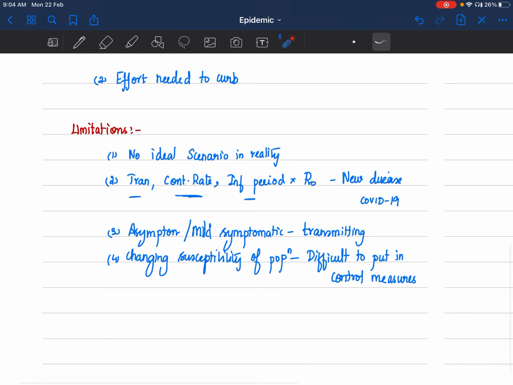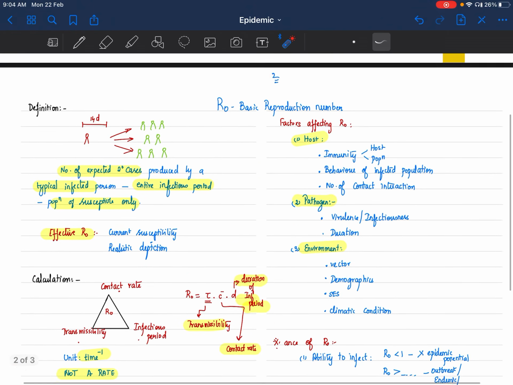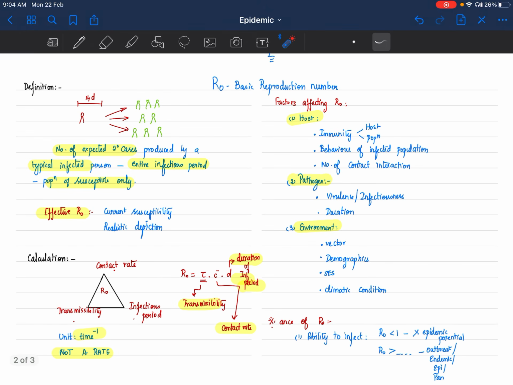So that's it about R-naught of an epidemic or a basic reproduction number. Whichever question is asked, it's one and the same.